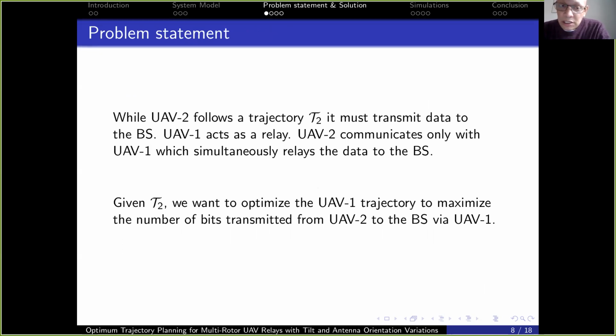Now, mathematically, this is the problem that we are considering in the paper. So we are considering that the UAV2 is following a certain trajectory, which is known by us, and we have to devise the UAV1 trajectory by respecting first its dynamic constraints, considering how the UAV1, as it moves, it tilts. And considering all this, we devise the trajectory so that we maximize the amount of data transmitted from the UAV2 towards the base station via the UAV1, which is acting as a relay.